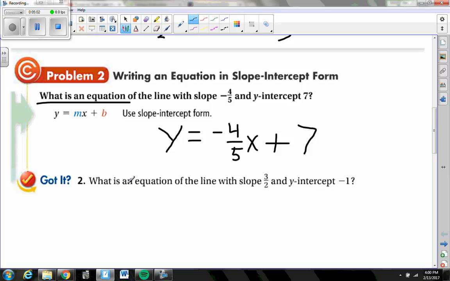Okay. So I'd like you to take a look at this one and take 30 seconds to write me an equation with slope 3 over 2 and y-intercept of -1. Once you have that finished, you can come on back, and then I'll show you what we should have.